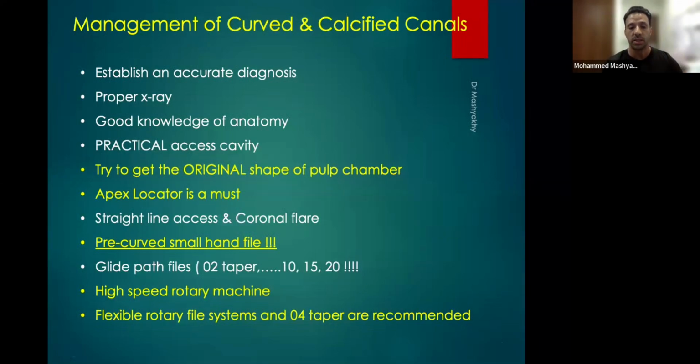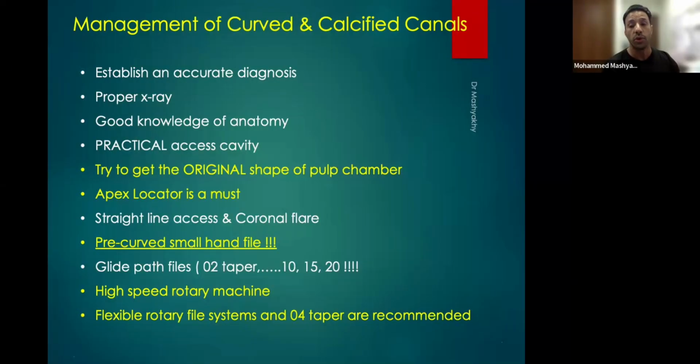An apex locator is a must. Straight line access and coronal flare are very important to manage difficult cases, especially curved ones. Pre-curve small hand files. Whenever you put a file inside the canal, don't put it straight. Do a small pre-curve of the file so you can follow the exit of that canal. Glide path files are very important, and I'll show you how to use them in the presentation.